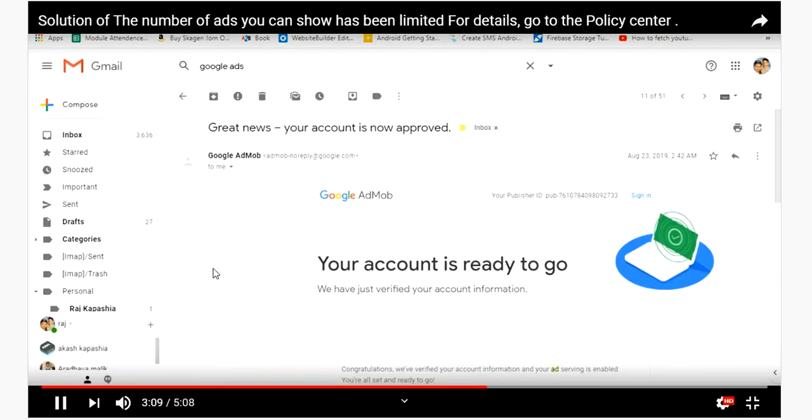Then, like you got a mail when your account was approved, saying your account is ready to go, you will get this mail again. Your account is now approved in 1 week, 2 weeks, or 1 month. But you will get it only if you are doing this process, so make sure that you are doing it properly.